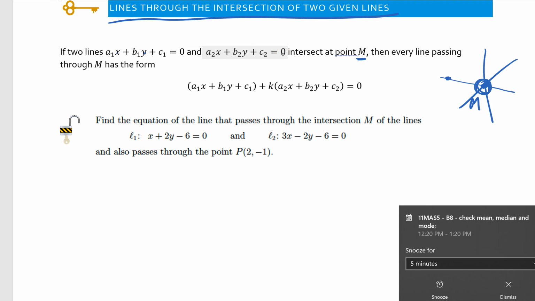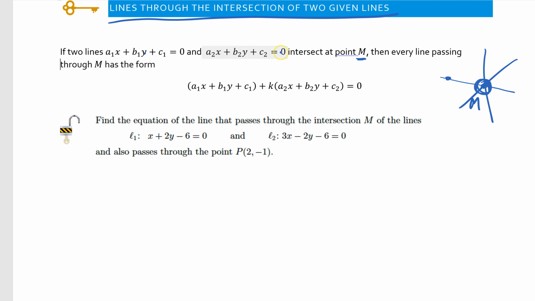Now, our new line has to also pass through this point, so it has to look like, when we put the coordinates of M into it, that it would equal 0. And this is one possible construction. There are lots of possible constructions, but this is one, and it's probably the simplest. So it's that I take one of the lines, and it doesn't matter which one, plus k lots of the other line, and set that equal to 0.